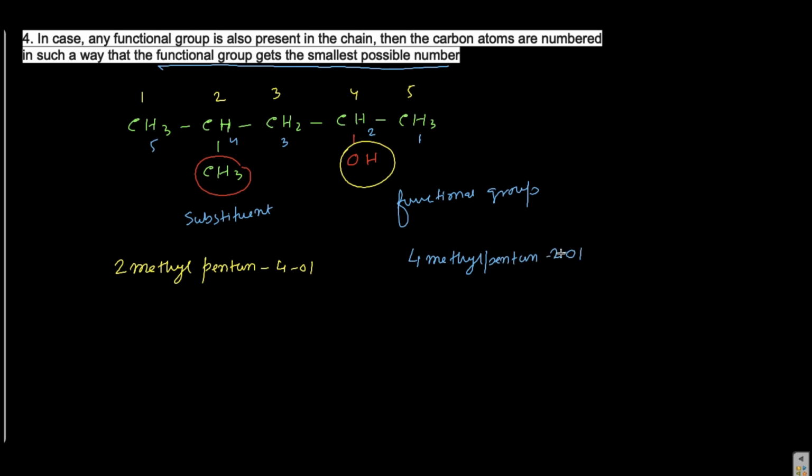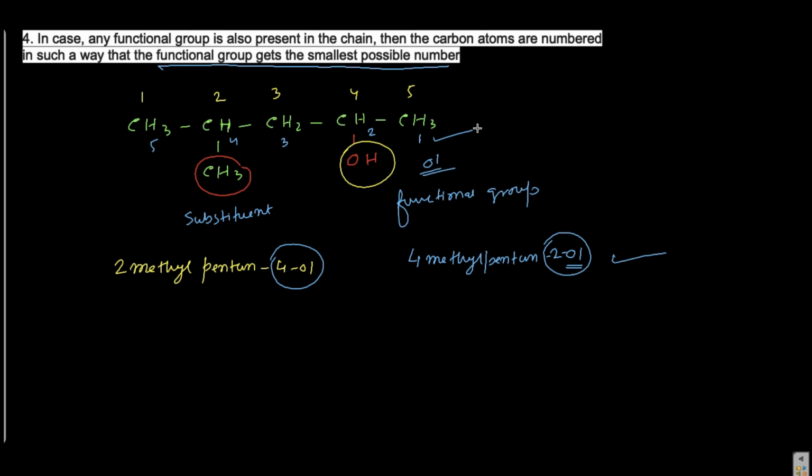So which one is correct? Here it is written that numbering is done in such a way that the functional group gets the smallest possible number. Here the functional group is -OH. So here -OH gets the 4th position, here -OH gets the 2nd position. So which one is correct? This one is the correct option, numbering process.